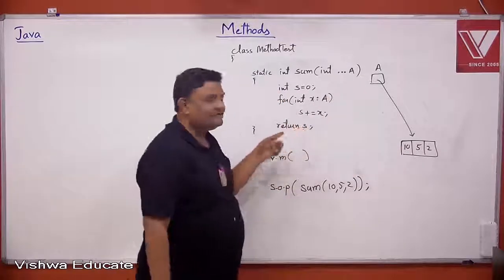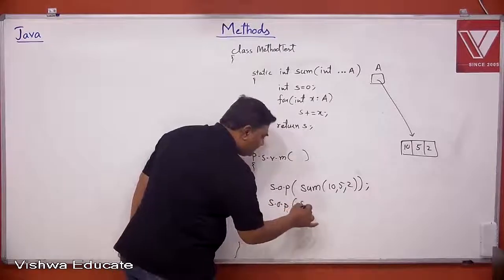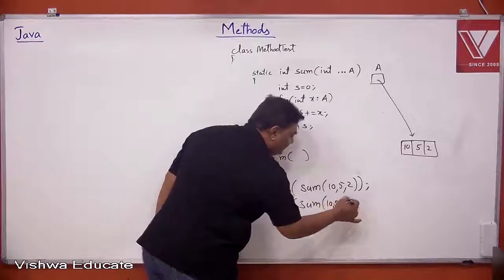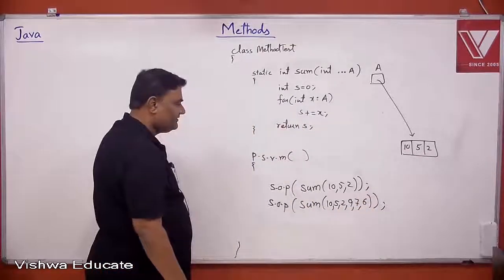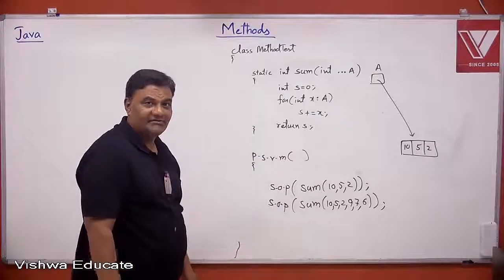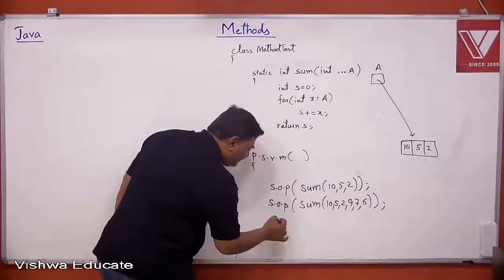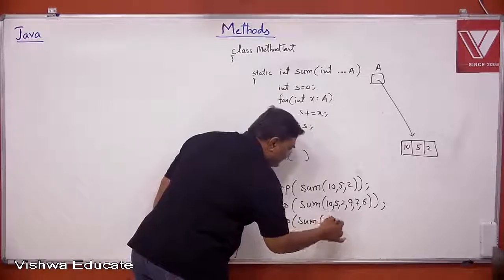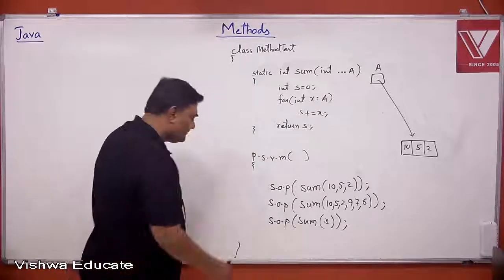So can I say system.out.println sum 10, 5, 2, 9, 7, 6? How many arguments am I passing? Right, 6 arguments. Yes, the same method works. Alright. Is it possible that I write system.out.println sum just 3? Yes, the same method works. It will take a single argument also.